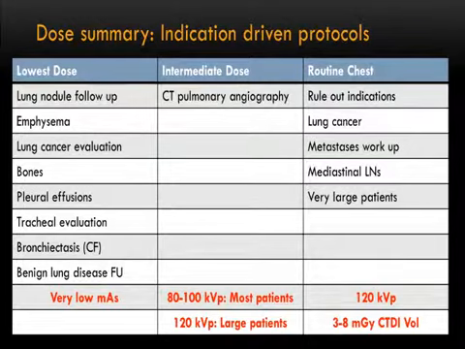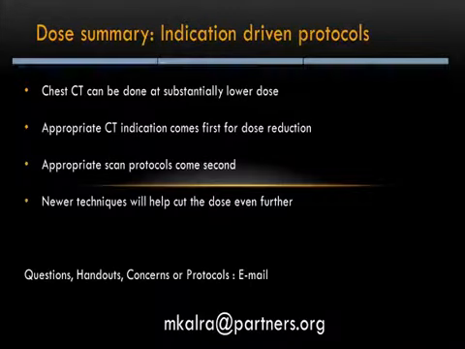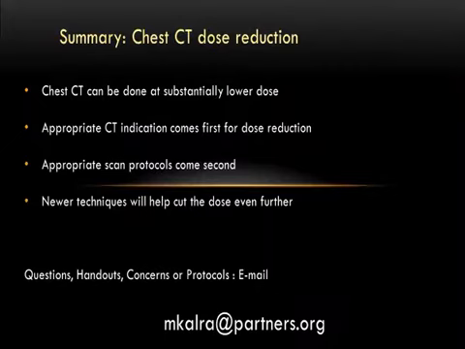So, in summary, we should divide the protocols by indication, bin them at least in 3 or 4 dose bins. For example, lung nodules and lung cancers get the lowest dose. Then you would have your routine chest CT doses, and followed by that, depending on what kind of slice thickness you use, you will have your CT pulmonary embolism protocol. Chest CT, again, can be done at substantially lower dose, at least compared to your routine abdominal CTs.